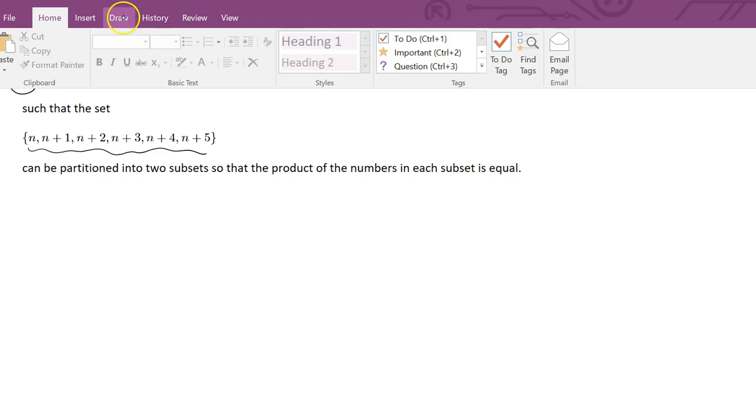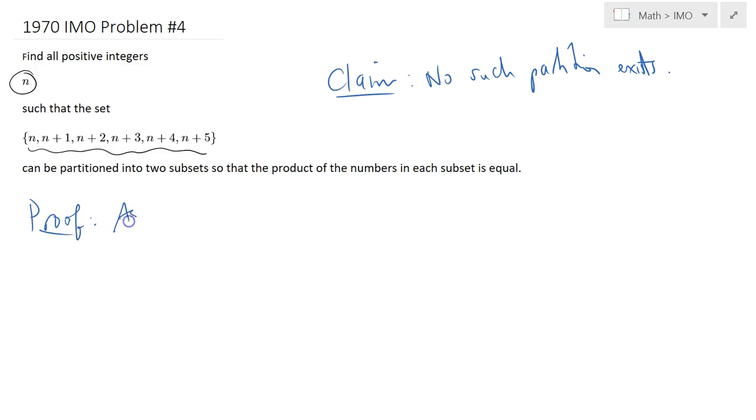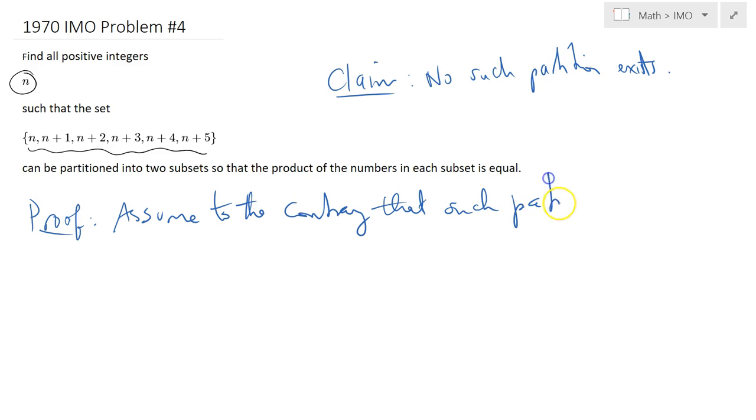Okay, I would like to start with a claim, and my claim is simple. I claim that no such partition exists. And to prove that, I will assume to the contrary that such a partition exists, and we will find a contradiction. Well, there are two cases.